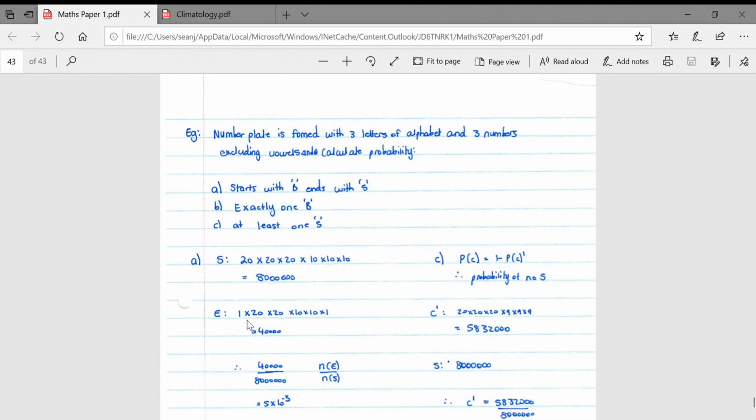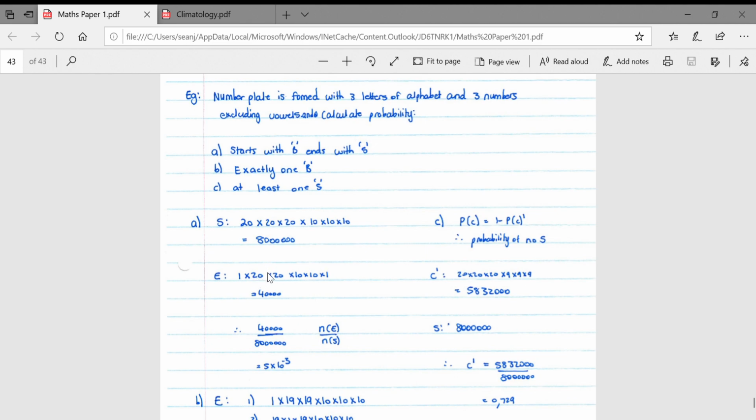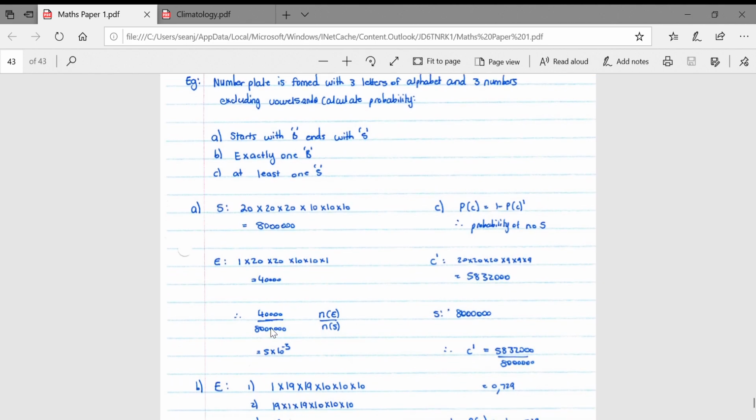Then we work out our combinations with the restriction in place, so starting with a B and ending with an S. So then again, your first letter and your last number will have to be a B. It's not an S, it's a 5 because it's a number. So your first letter will have to be a B, and your last number will have to be a 5. And then in between, you simply still have 20 options for your letters and 10 options for your numbers. And then what you do is you take your combinations with the restriction divided by your combinations with no restriction.